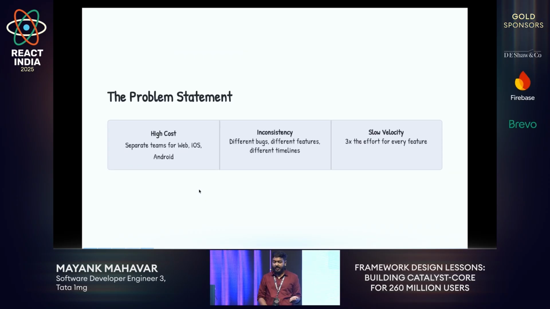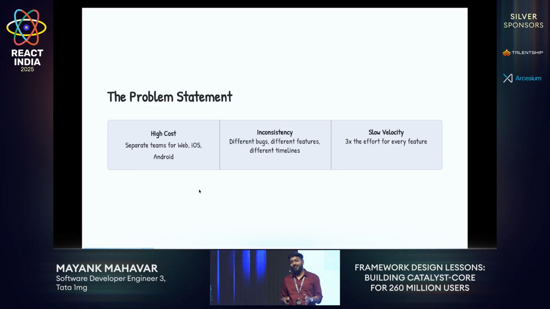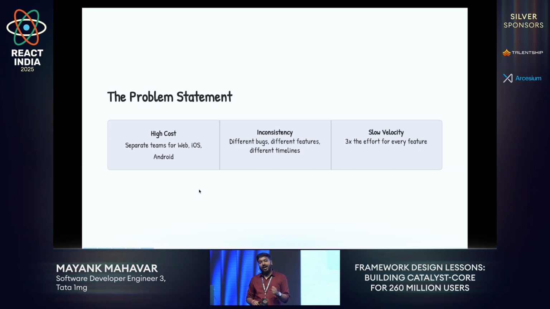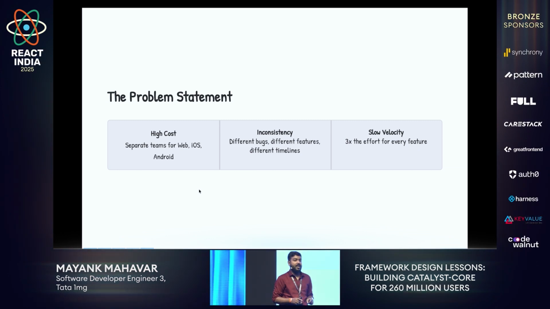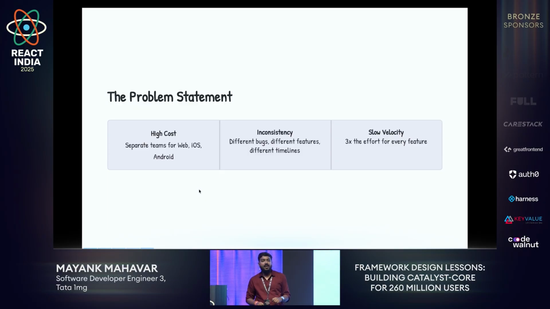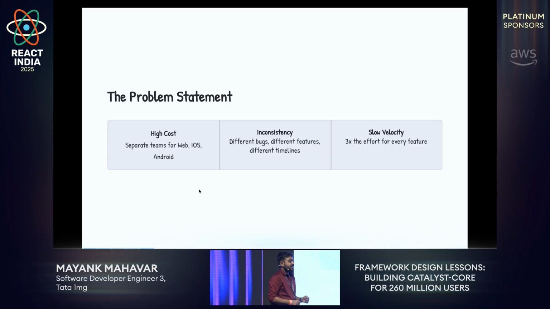So let's break the problem statement down again into 3 crisp points. The first part is that the same developer can't do it, so you have to have different teams: Android, iOS, and web. So you have a high cost of maintaining all of those teams. You have to make sure they communicate well and everybody is on the same wavelength. And then comes the second part, inconsistency.